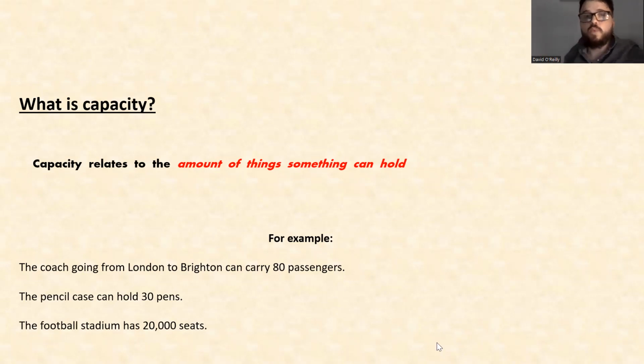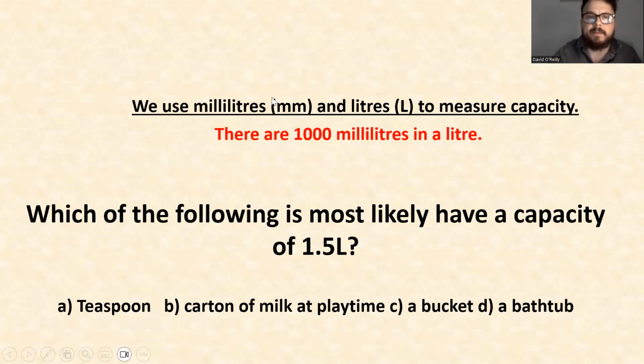And therefore, we will be using two units of measurement. We will be using milliliters, ml, and liters. Okay, so first thing to understand is there are 1,000 milliliters in a liter, okay? So 1,000 milliliters equals 1 liter.